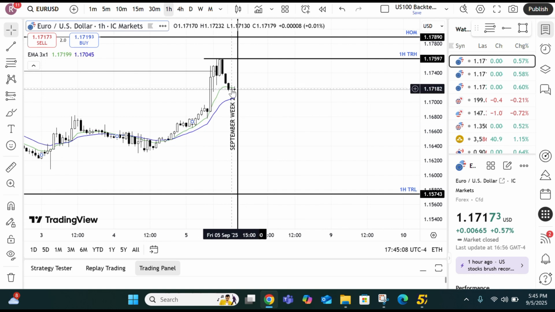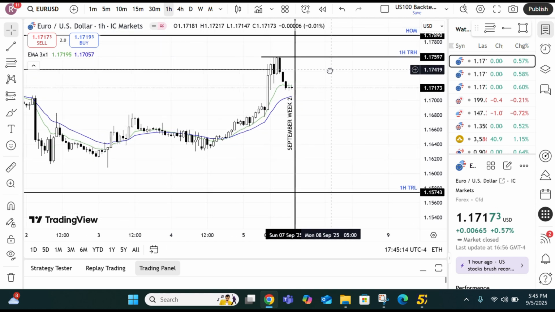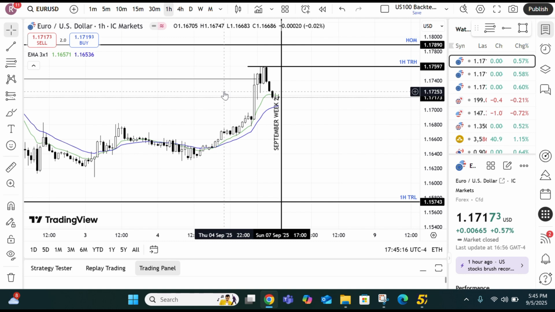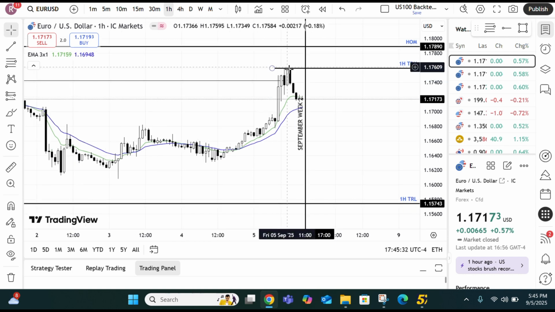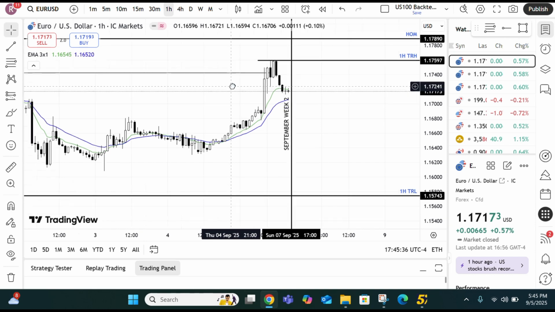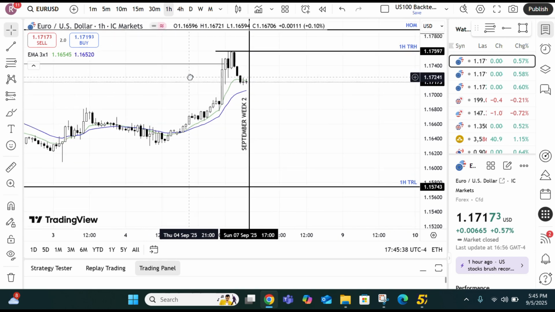We haven't gotten any interaction with the 20 moving average yet, but it has gone below the 10. And for all intents and purposes, I would count this as a pullback just because you have a clear swing high and price has pulled back into the previous trading range. All right, so I feel comfortable counting it as a pullback.